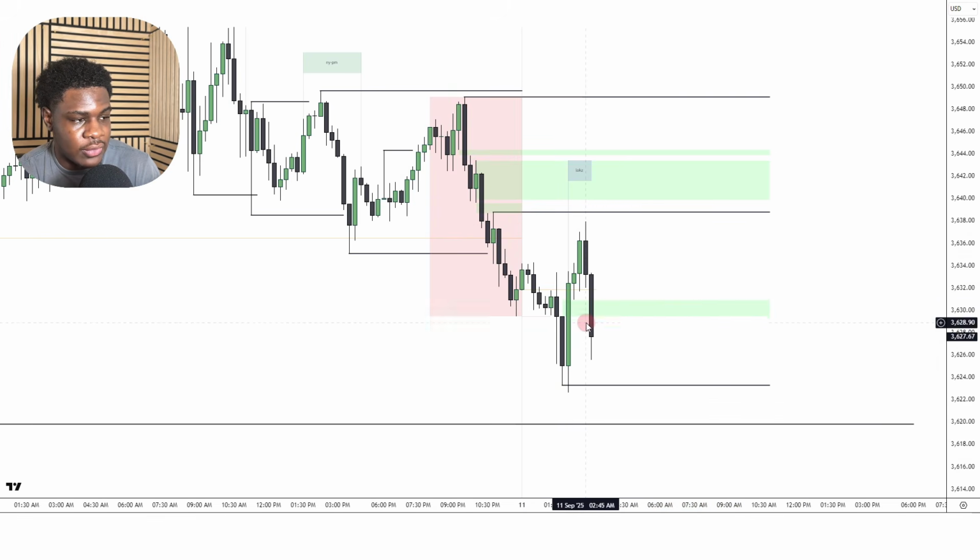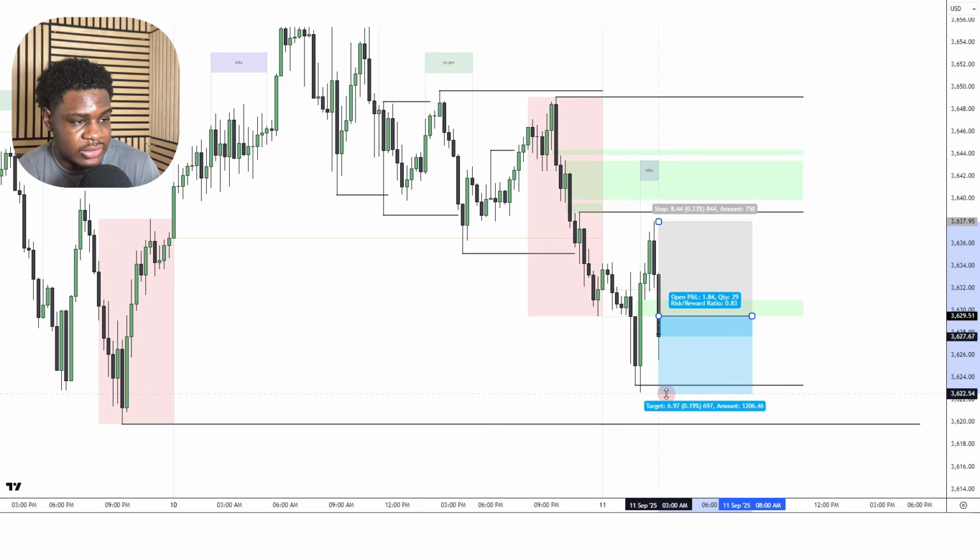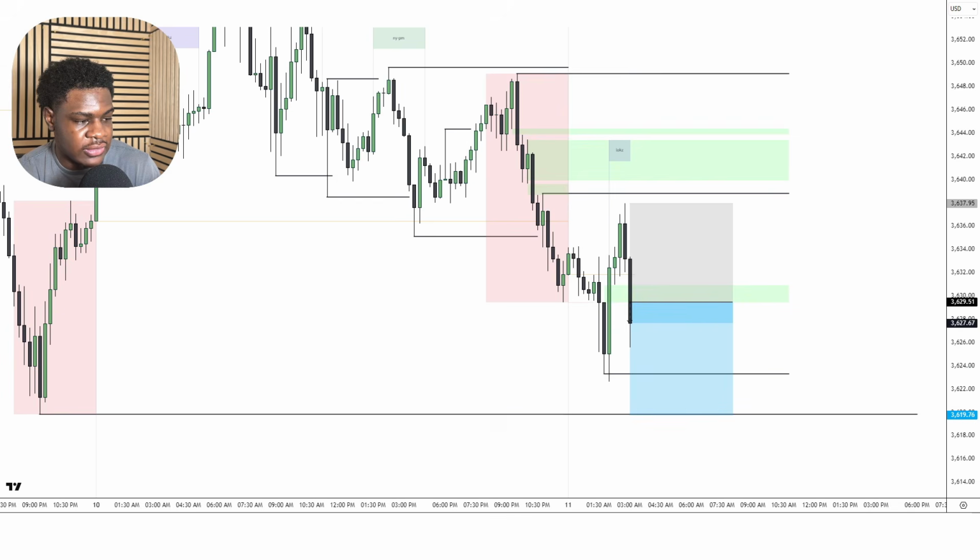Right here would be my overall confirmation. As price breaks through this bullish fair value gap, I would frame a short. My stop loss would be back at this high point, and back below not only this low, but also this low all the way down here. Clearly see here, let this play out. Price ends up finding resistance and gets down there.